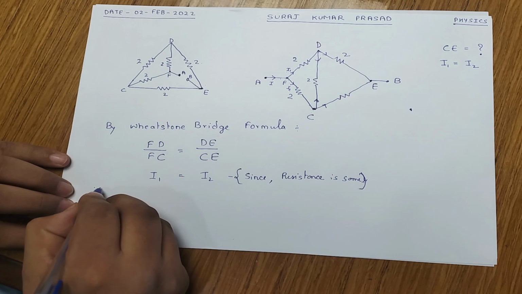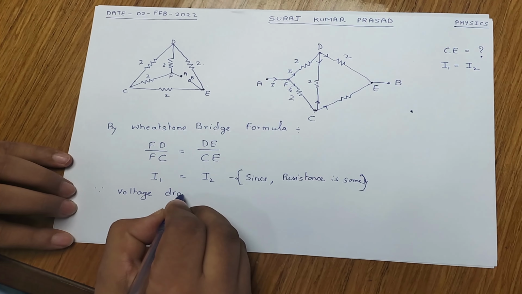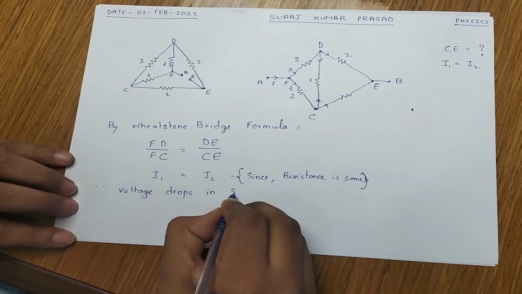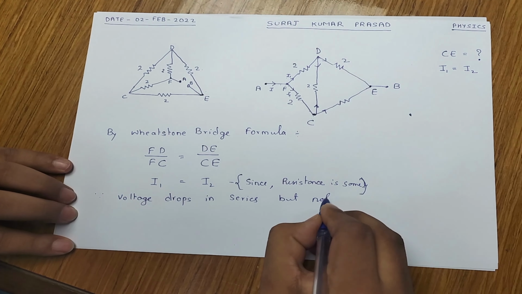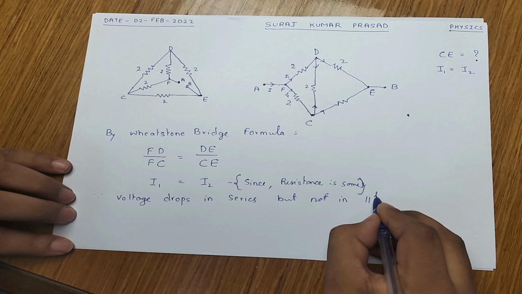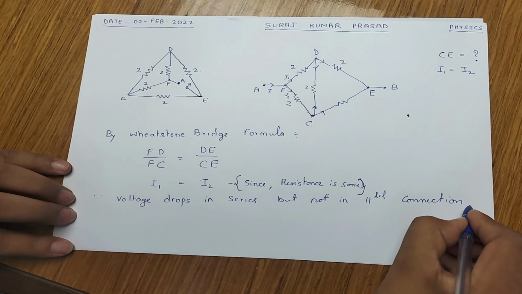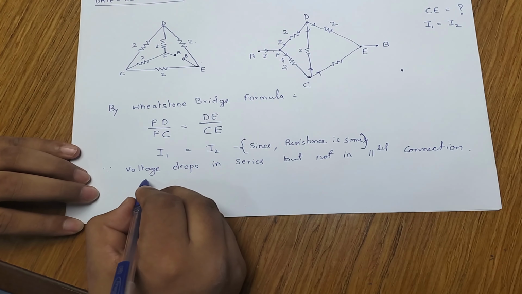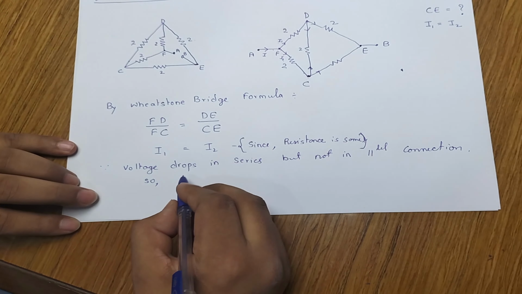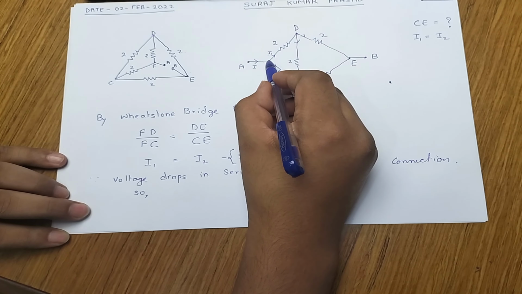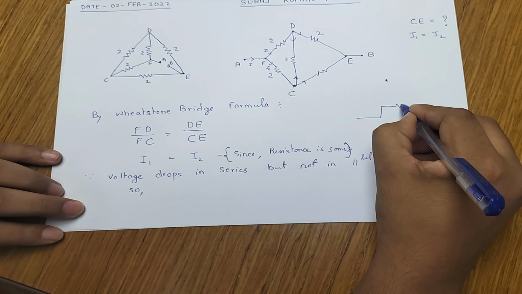Voltage drops in series but not in parallel connection. So as we notice, suppose I am making it into a simple circuit, then it will be like that.